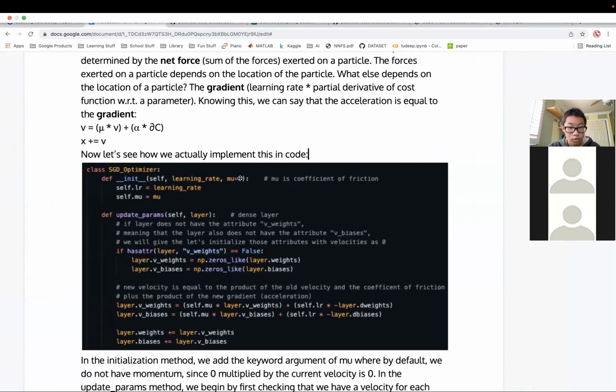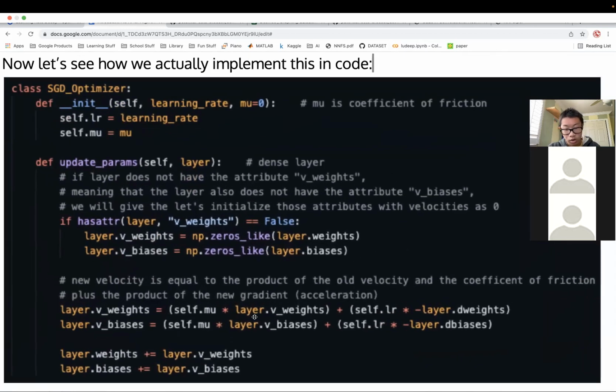So if mu is 0, that means we're not using friction. We're technically not using momentum if we have mu equals 0. Because if mu is 0, then your velocity is just going to be your gradient, right?